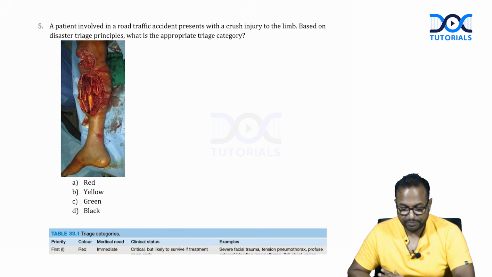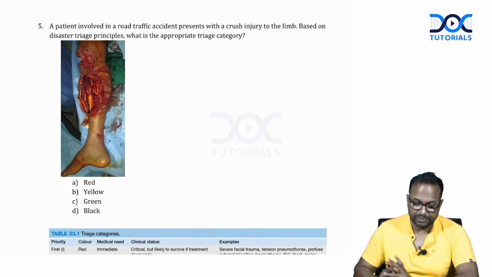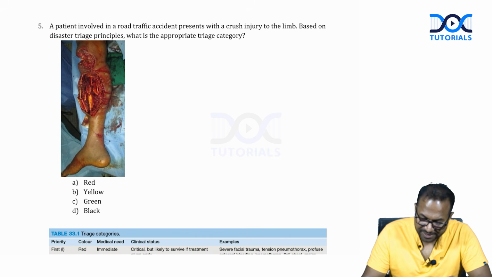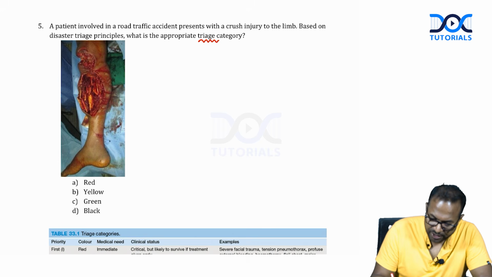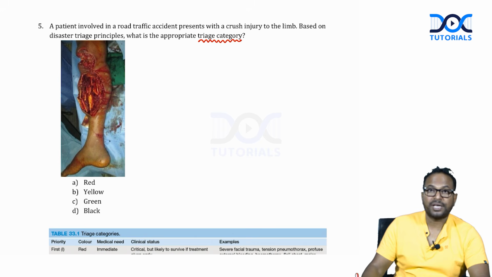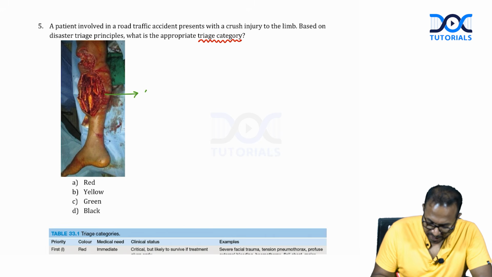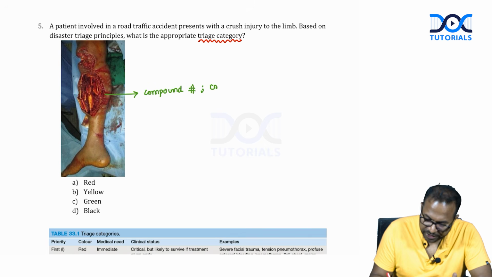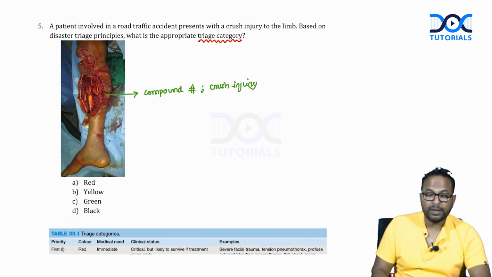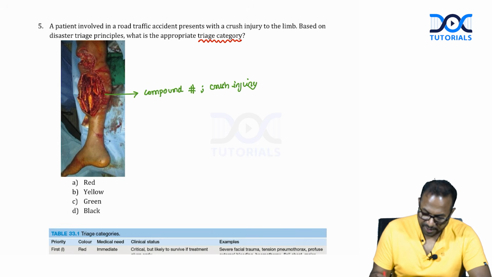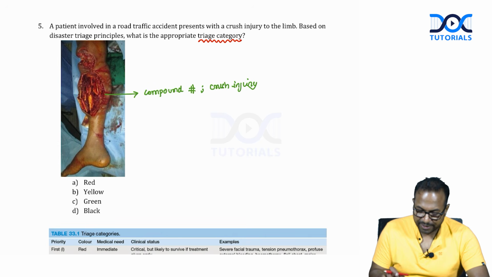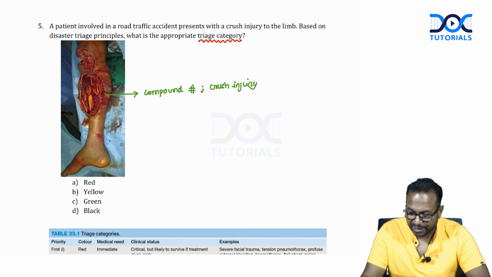A patient, after a road traffic accident, presents with a crush injury of the limb. Based on the disaster principle, what is the triage category? This is a classical compound fracture, a compound fracture with a crush injury of the lower limb. So which triage will this patient come under? This comes under yellow triage. This is a direct table from Bailey and Love.